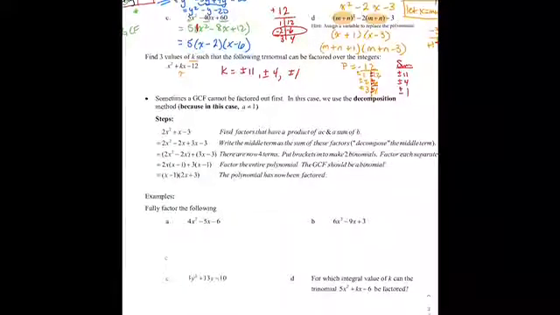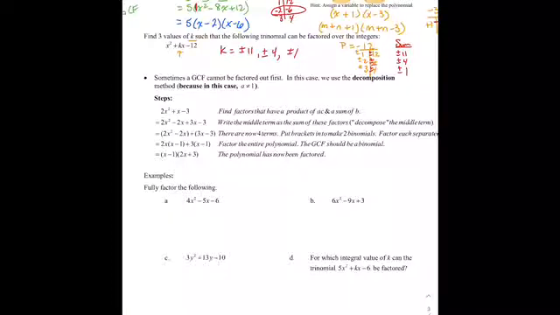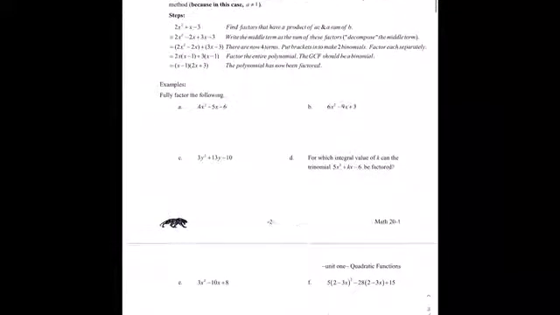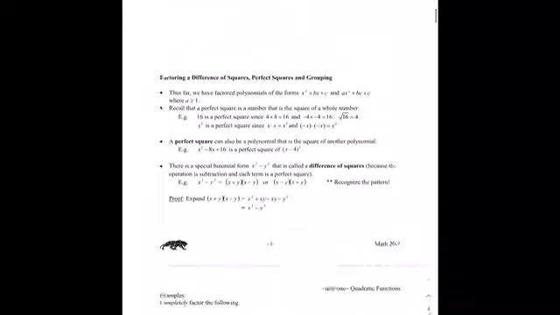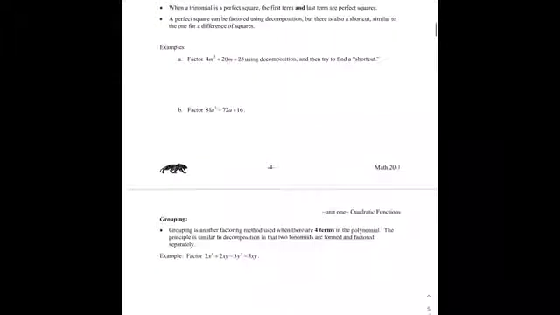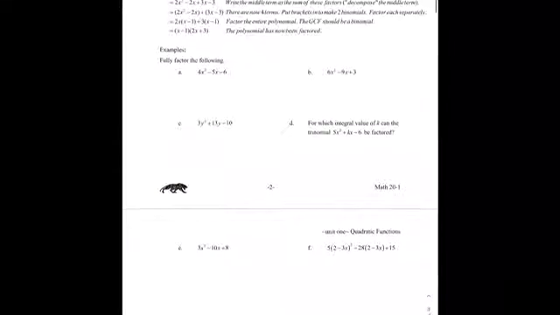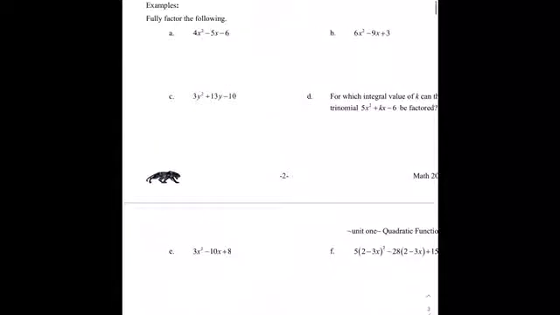Okay, sometimes the greatest common factor cannot be factored out first. In this case, we use decomposition, because our a value is not equal to 1. So let's just cruise on down and we'll do a couple of decomposition questions. There are quite a few. Probably not going to do every single one of these, but we'll do a couple, okay? Well, let me give you one and then I'll get you guys to try B, and maybe C.